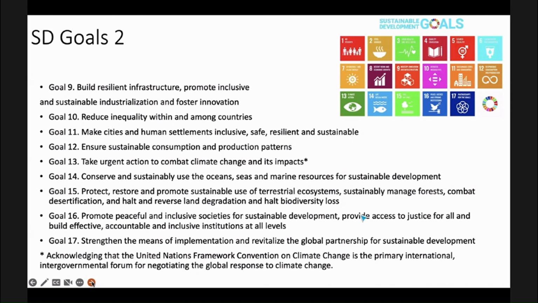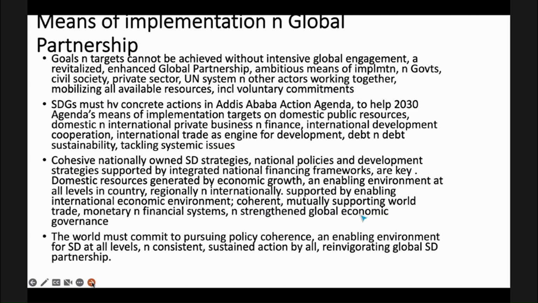17 is the means of implementation and a revitalization of the Global Partnership for Sustainable Development. And you need to read these carefully again and again and get involved in them, advocate them, buy a badge and wear it proudly and educate people about it. And how will we implement? And I think we are coming to the end of my presentation, so you can throw questions at me or formulate questions.